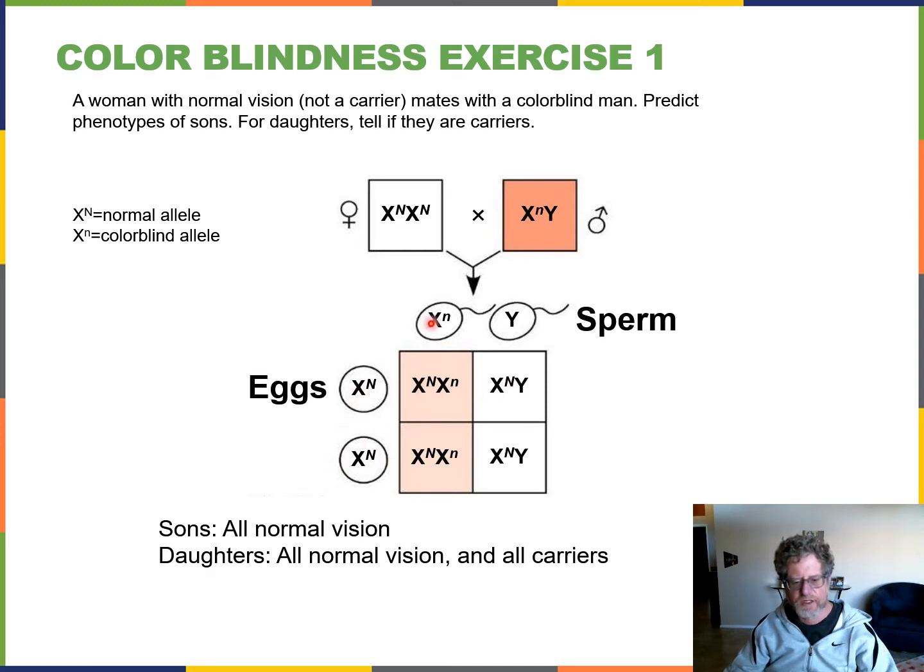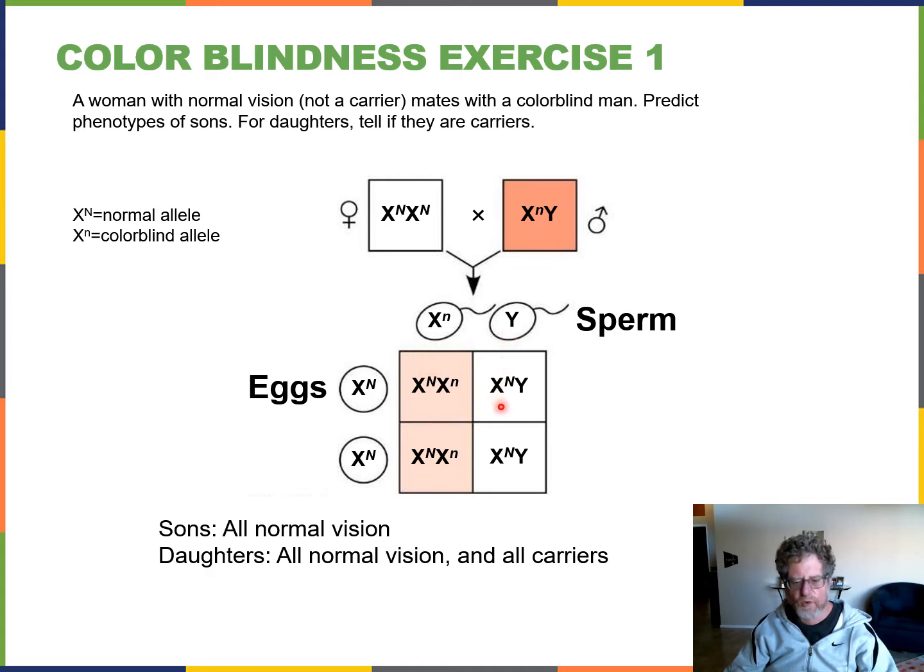X to the big N across, X to the little n down. X to the big N across, Y down. X to the big N across, X to the little n down. X to the big N across, Y down. And we drew a little tail to show you this represents a sperm, that the X and Y are the sperm from the male, and the X to the big N are the eggs. Okay, then you just read them off, and you should read off the men and the women separately.